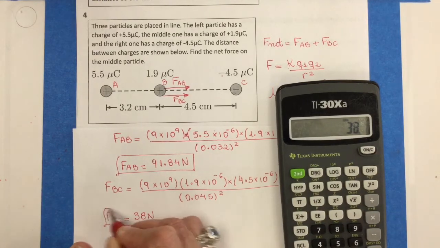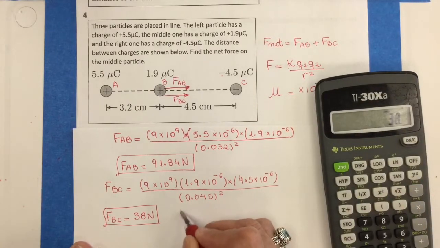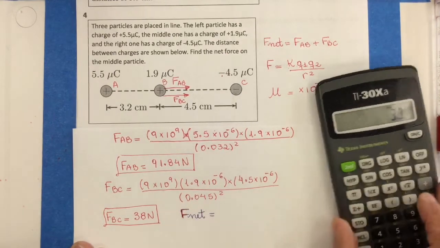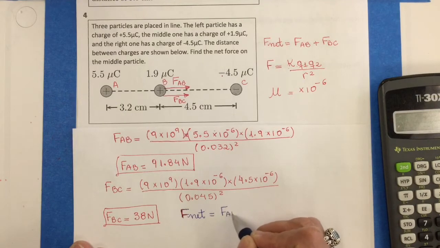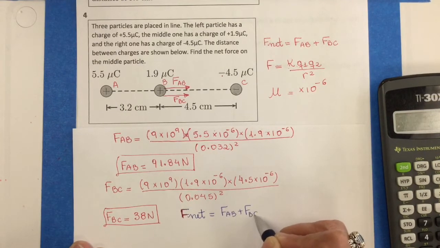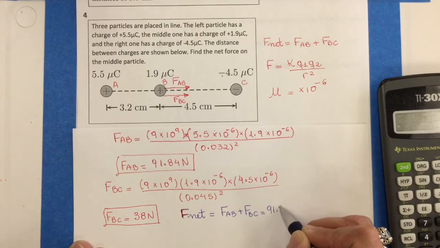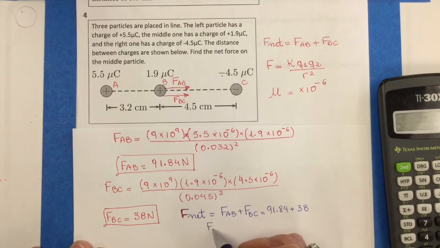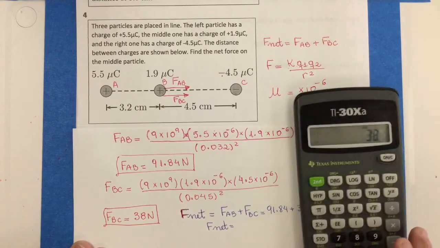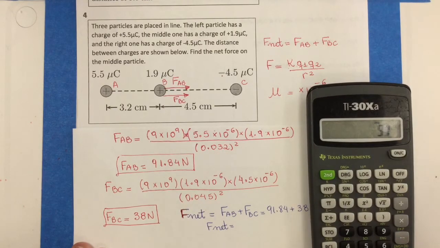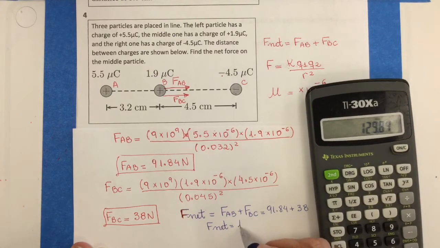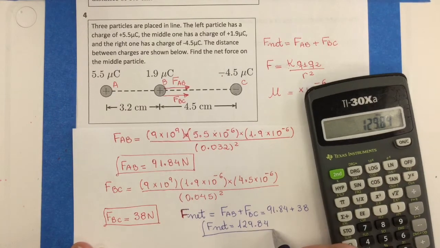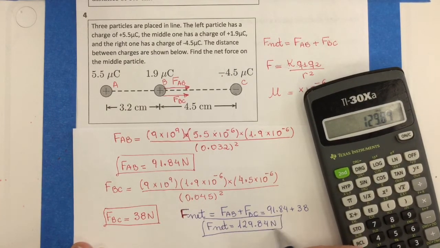Now we are going to finally add. Our F net is FAB plus FBC, which is 91.84 plus 38. So our F net is 129.84. You could round to 130. That should be fine. Don't forget to write the units, newtons.